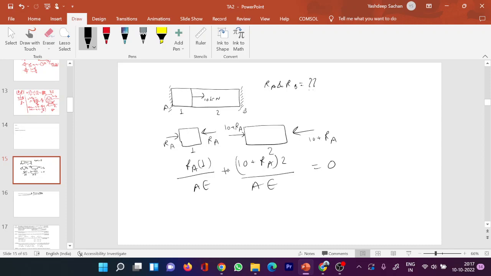But here it should be the minus, right? Because here compression is there. Here, both are compression I have put. So RA and this value will automatically take care of that. No worry. RA plus RB would be 10.